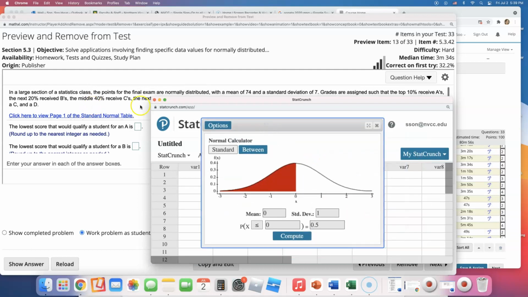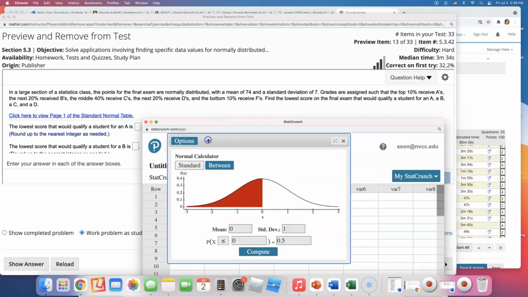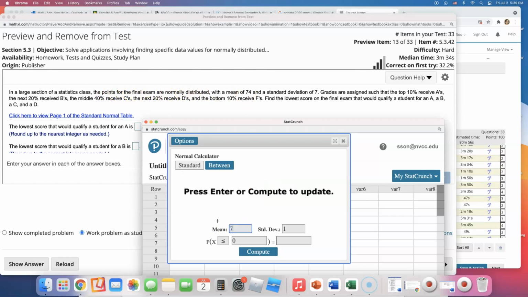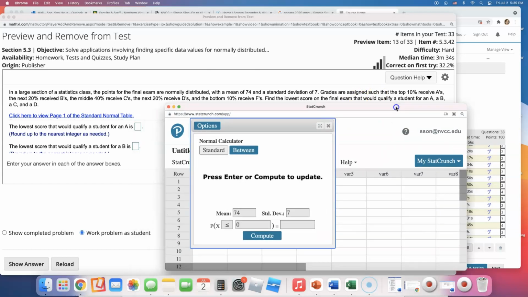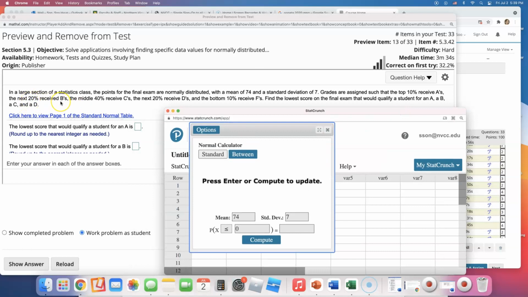What did they give us? Did they give us the mean? Yes. They said the points for the final exams are normally distributed with a mean of 74. So I'll type in a mean of 74 and a standard deviation of 7. Okay, now what? It says grades are assigned such that the top 10% receive A's, the next 20% receive B's, the middle 40% receive C's, the next 20% receive D's. I see what's going on.